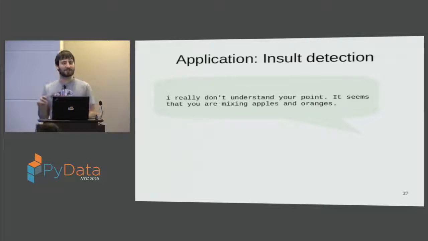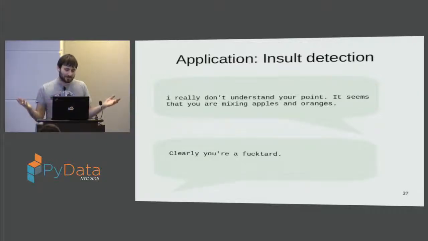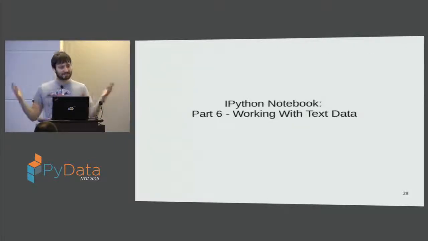So this is about social commentary on the internet. On the internet, there's people who make very good points like, I really don't understand your point. It seems like you're mixing apples and oranges. And then, as on YouTube, someone replies, clearly you're a fucktard. So this is the kind of text we want to work with here, and we want to say which of these are people arguing, and which of these are people insulting each other personally, and you want to block the insults. Oh, if you're offended by swear words, close your eyes now.